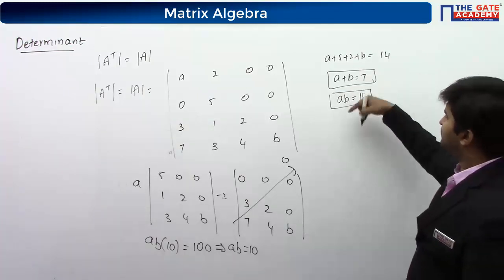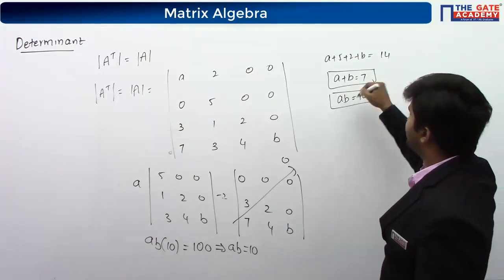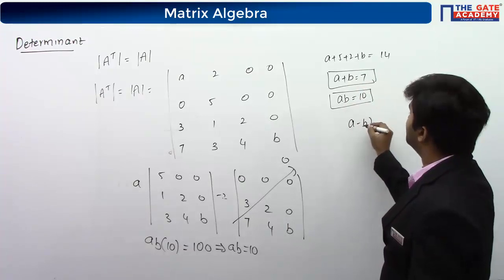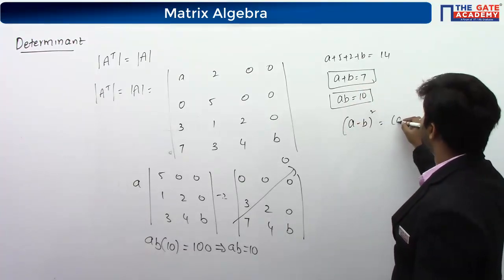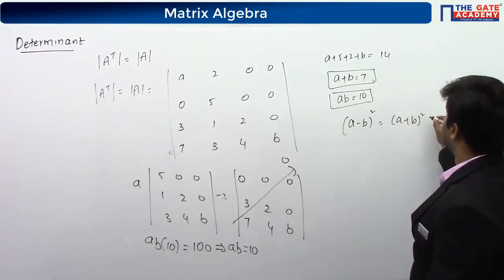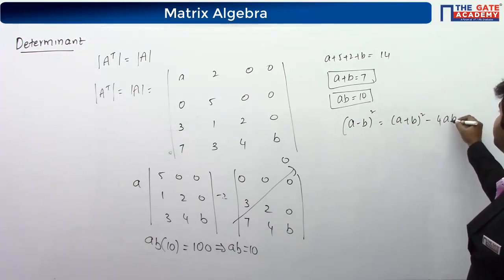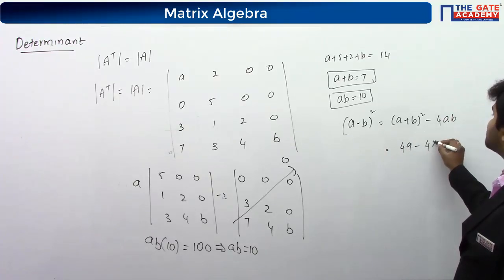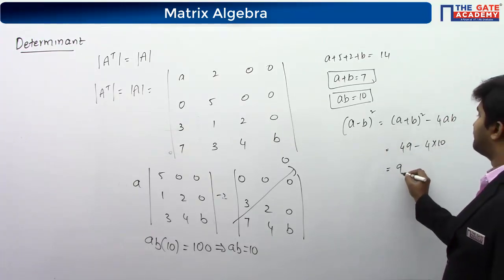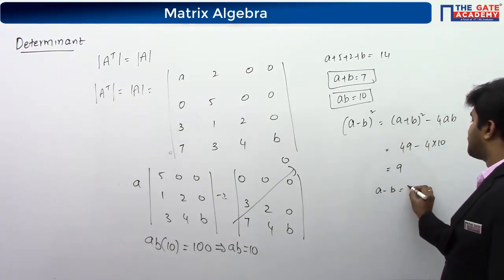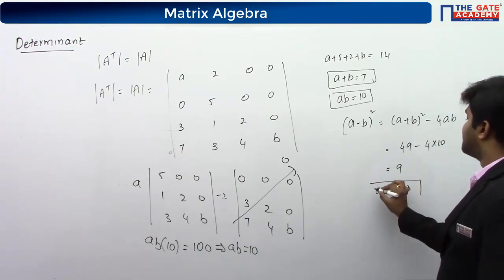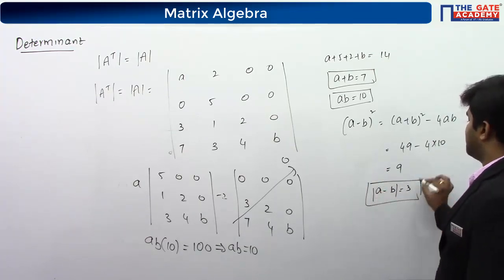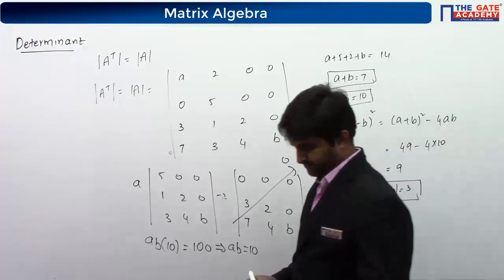So therefore, we can use these two to find out A minus B, because we know A minus B whole square is going to be A plus B whole square minus 4AB. So it is 49 minus 4 times the mod of AB, which is 10, which is equal to the mod of 9. So A minus B is equal to 3. Because the mod is given, it's going to be equal to the mod of 3.